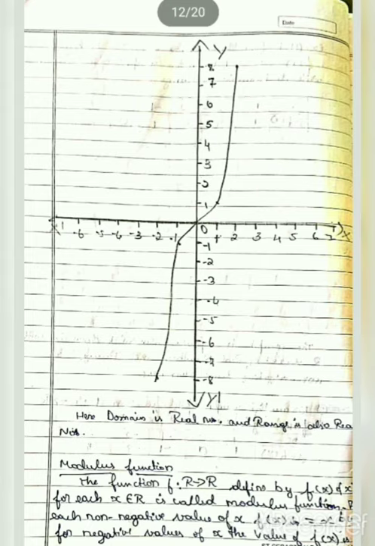Modulus of x means it always takes a positive number. See, modulus of 5 is 5. Modulus of minus 5 is also 5. Listen carefully. Modulus of x means it is always positive. Modulus of 10 is 10. Modulus of minus 10 is also 10. Means the modulus function always gives you a positive number.